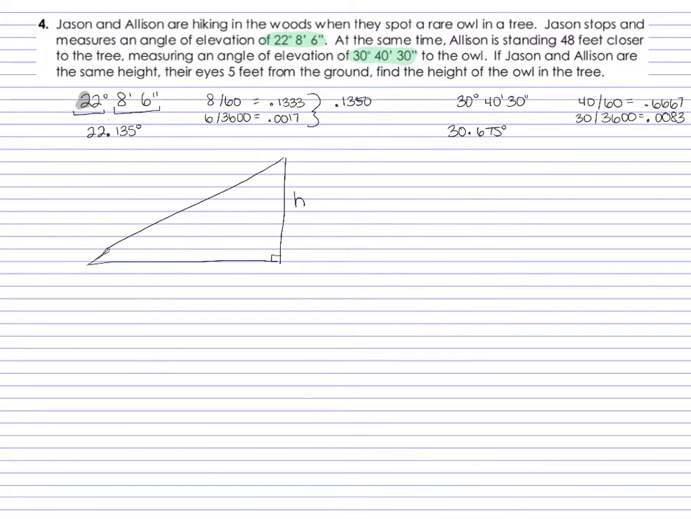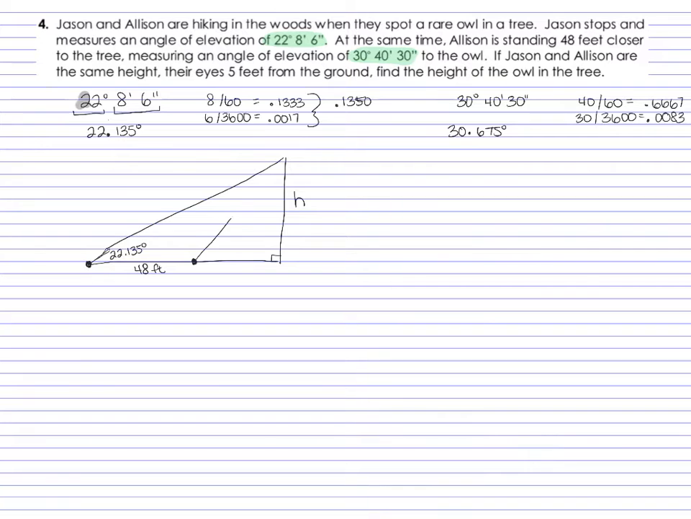So there's my right angle. Jason looks up with an angle of elevation of 22.135 degrees. Allison is 48 feet closer to the tree. So the distance from that point on our triangle at the end where Jason's standing to this point here, that distance is 48 feet.